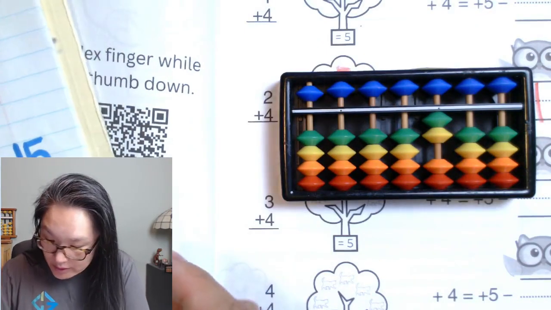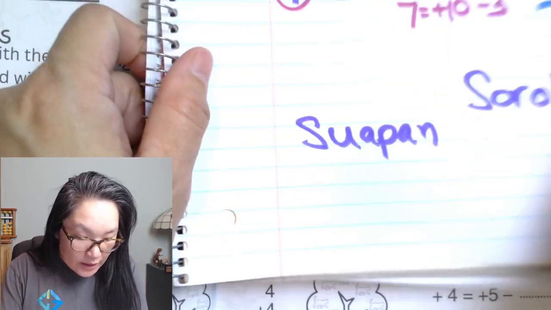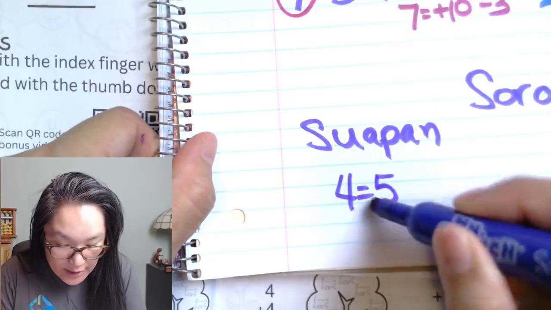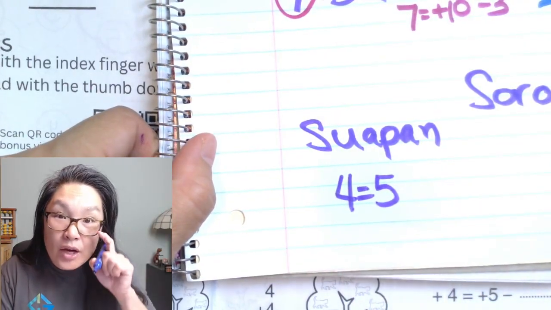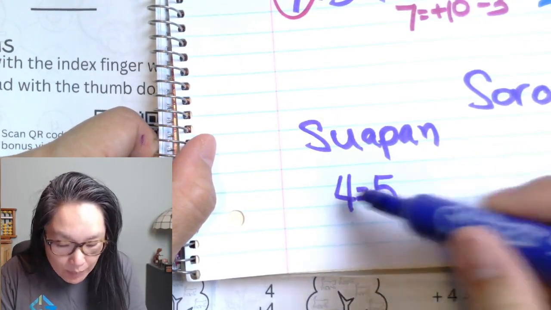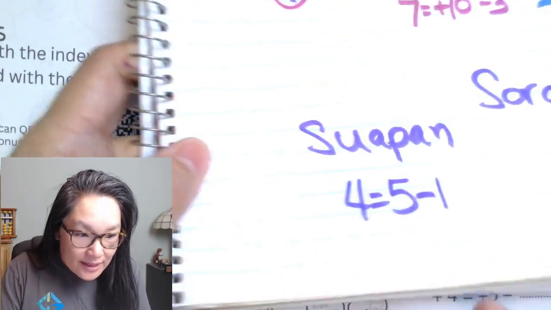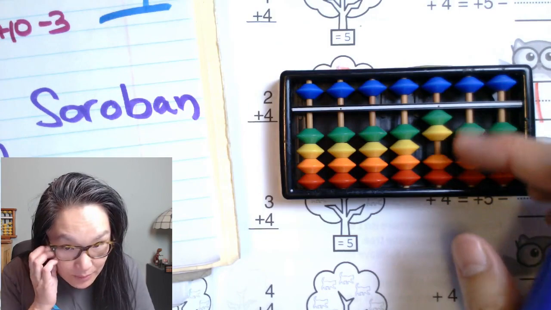So if you notice, when I write it, I want to write 4 equals 5. This is too much. So how do we balance the equation? We balance the equation by taking away the 1. How does this help? This is where this comes into play.